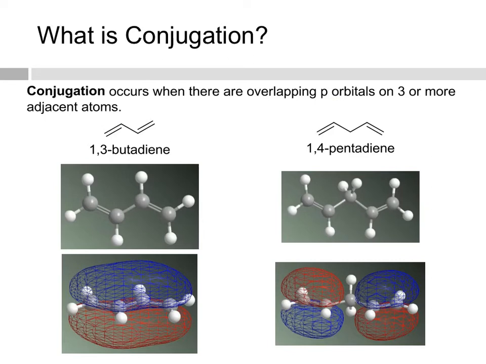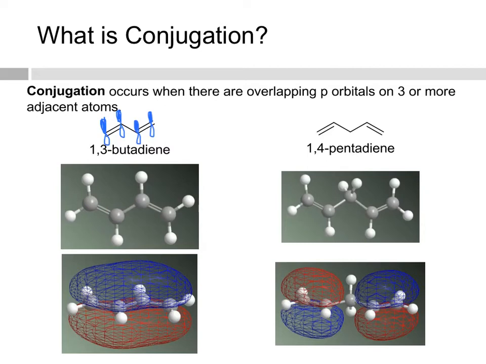So the first thing I'm going to do is draw the p orbitals that make up these pi bonds. So I've got these two p orbitals that overlap to form that pi bond, and I've got another two that overlap to form the second pi bond. So one criteria is satisfied. We've got p orbitals on 3 or more adjacent atoms. So all these are on adjacent atoms, and there are 4 atoms total.